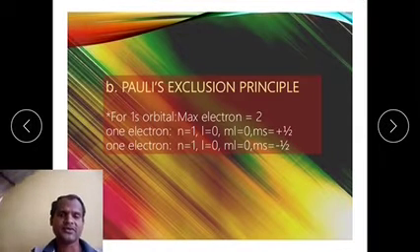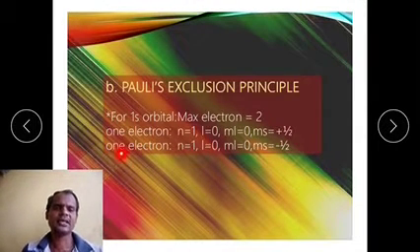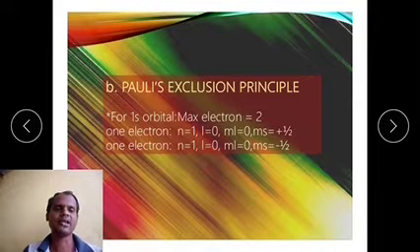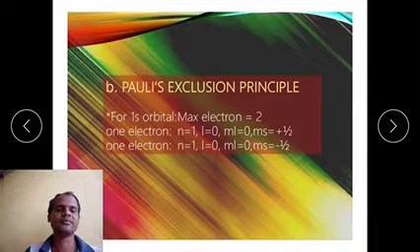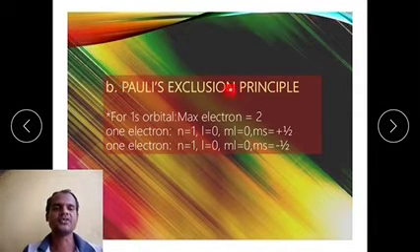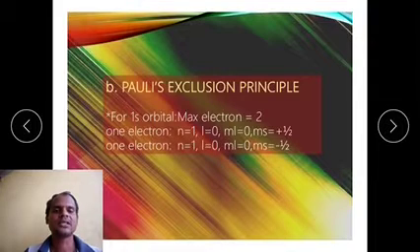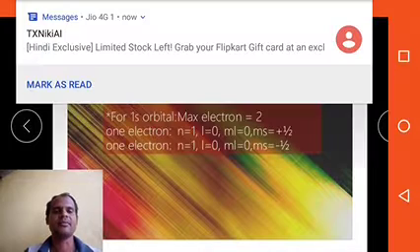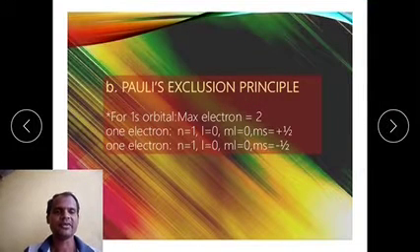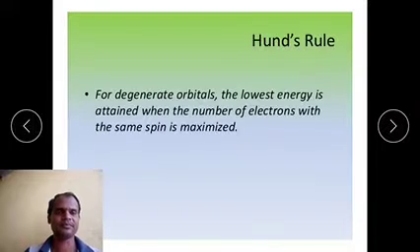For the second electron, the n, l, and m values are similar to the first electron: 1, 0, and 0, but the spin is minus half. According to Pauli's exclusion principle, no two electrons in one orbital have the same set of quantum numbers. The n, l, m values are the same, but they differ in the spin quantum number.